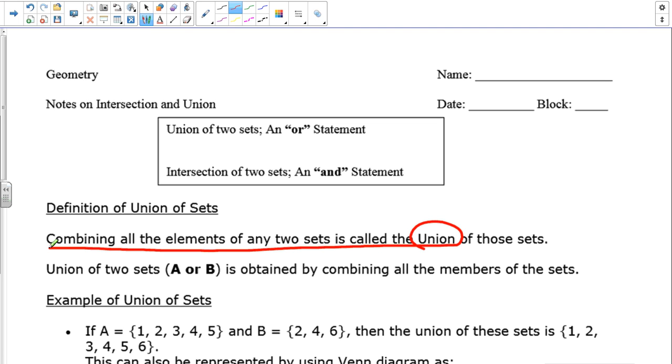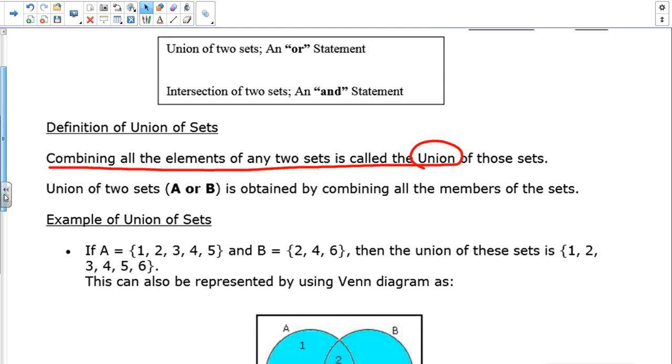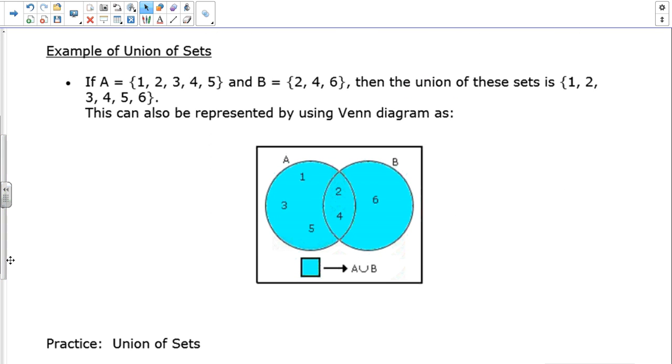Union of two sets is everybody that's in even one of the sets. So at this point, we're going to look at this example. If set A was 1, 2, 3, 4, 5, and set B were the numbers 2, 4, 6, you can see this Venn diagram we have here.